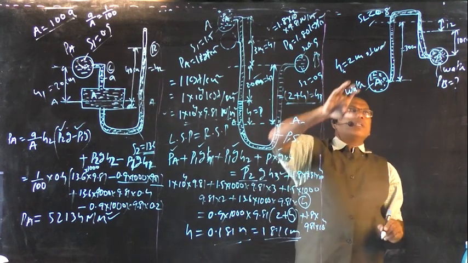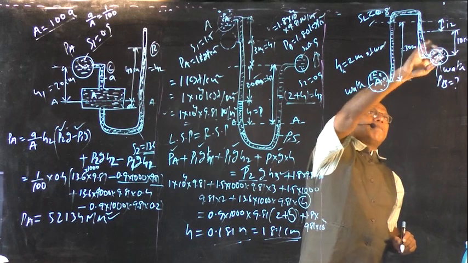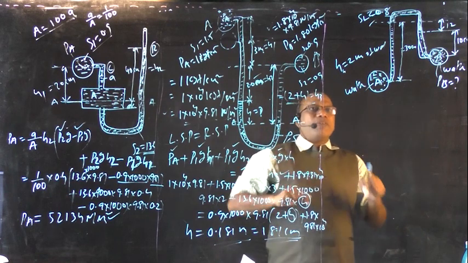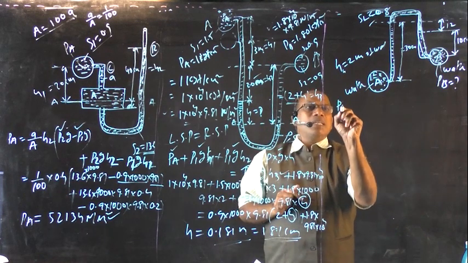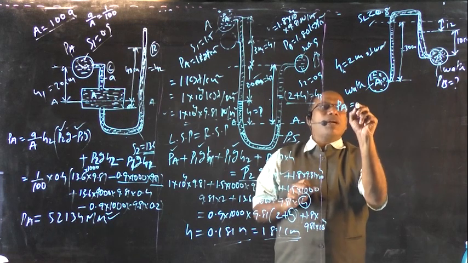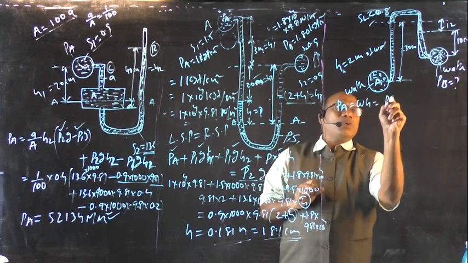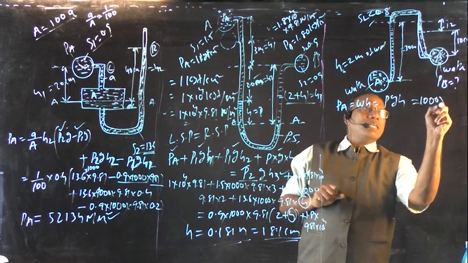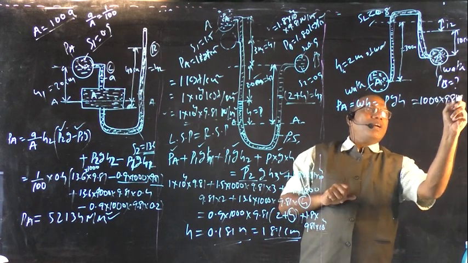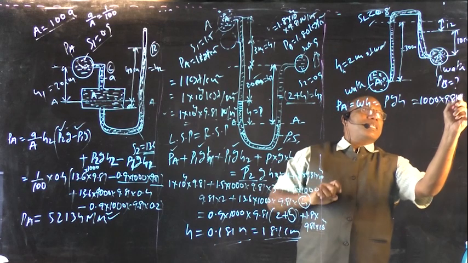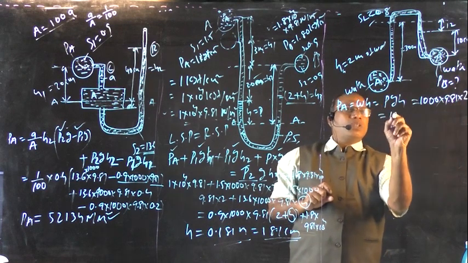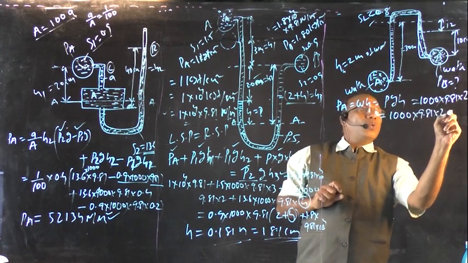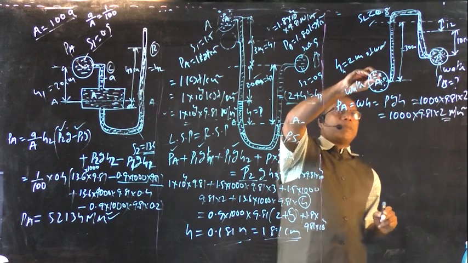Based on this problem, we are going to determine the pressure in pipe B. The pressure head in pipe A is given. Therefore, the pressure in pipe A is P = ρgh, the density of water, 1000, into g, 9.81, into h, which is given as 2 meters. That is 1000 × 9.81 × 2 Newton per meter square. This is the pressure in pipe A.